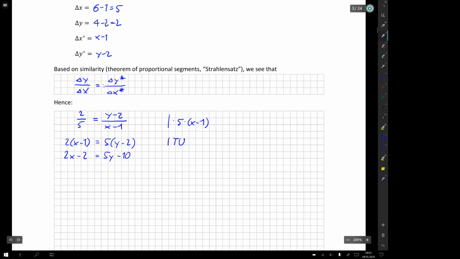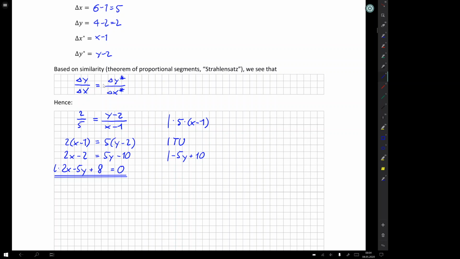And now let's bring everything to the left side. So we do minus 5y plus 10. We get 2x minus 5y plus 10 equals 0. And this here describes now our line L. So the line L, the equation belonging to this graph, to this line, is 2x minus 5y plus 8 equals 0.